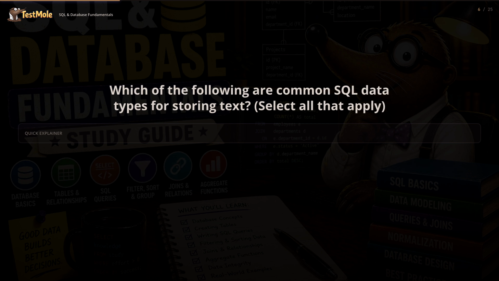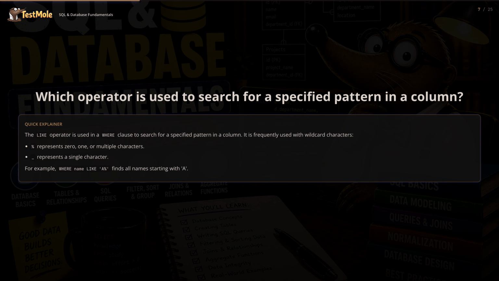Which operator is used to search for a specified pattern in a column? The LIKE operator is used in a WHERE clause to search for a specified pattern in a column. It is frequently used with wildcard characters. Percent represents 0, 1, or multiple characters. Underscore represents a single character. For example, WHERE name LIKE 'A%' finds all names starting with A.